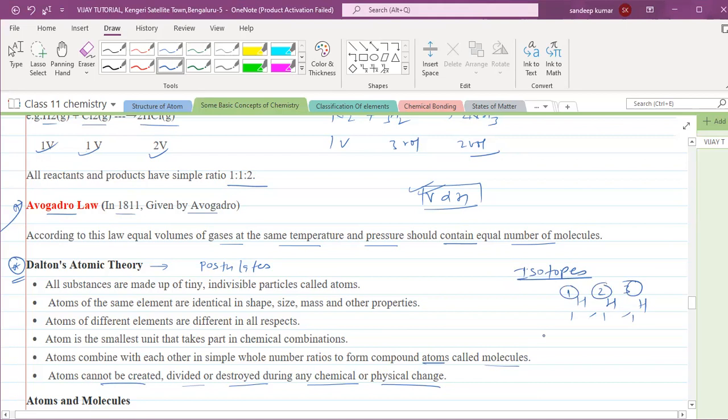Similarly, Dalton had said that the atoms of different elements are different in properties. But after the discovery of isobars, okay, isobars are what? These are the atoms of different elements having the same mass number. So these concepts failed the idea that atoms of different elements are different in all respects, right? Because in isobars, the mass numbers of different atoms are the same.